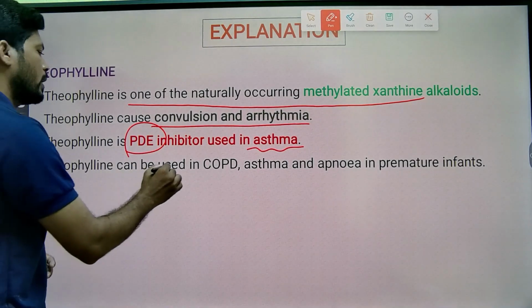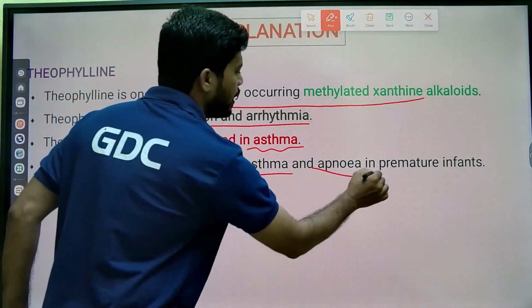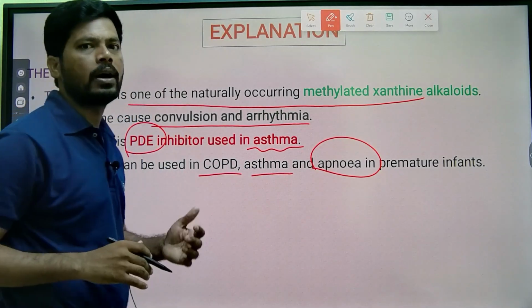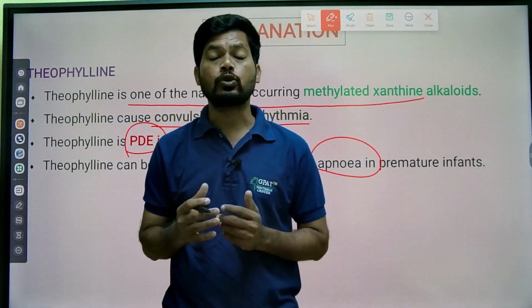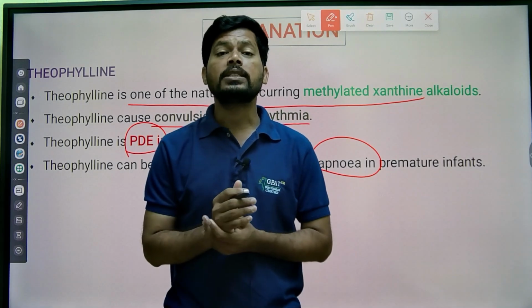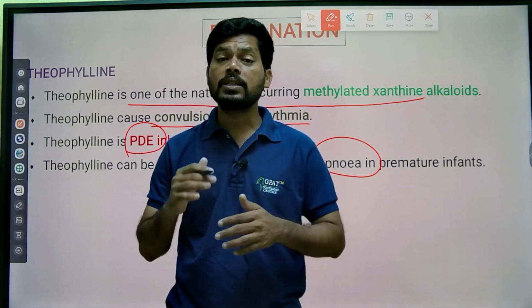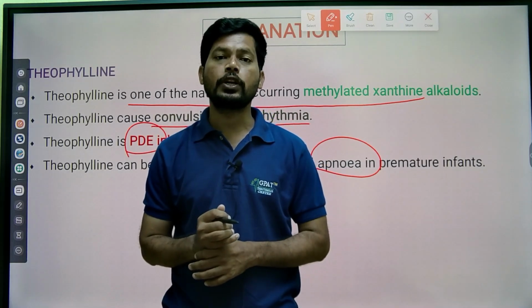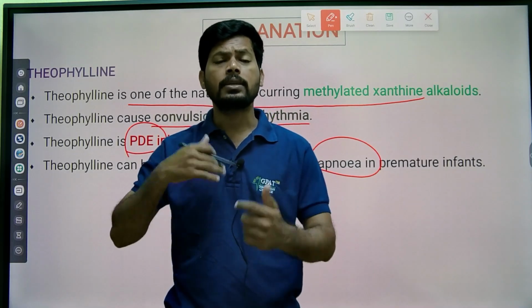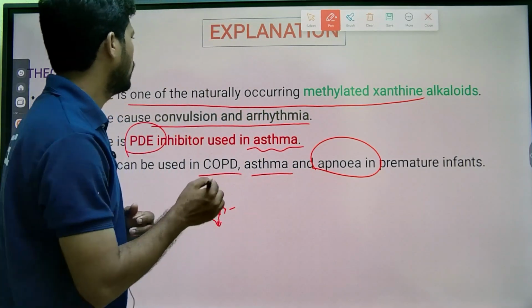Theophylline can also be used in COPD, asthma, and apnea in premature infants. Apnea is a sudden cessation in breathing, a sudden abnormality in breathing. So in newborn babies, there are respiration difficulties, breathing difficulties. These breathing difficulties can be overcome by xanthine alkaloids like theophylline, theobromine, caffeine, and their synthetic as well as semi-synthetic derivatives.